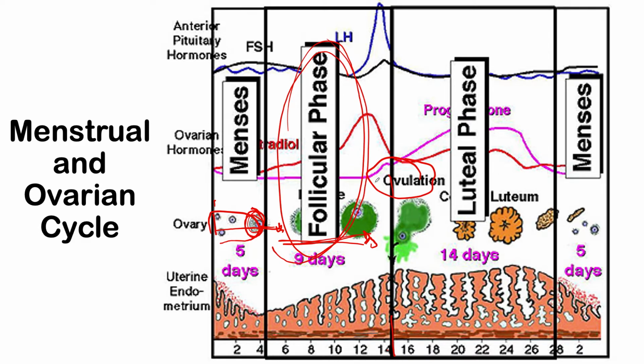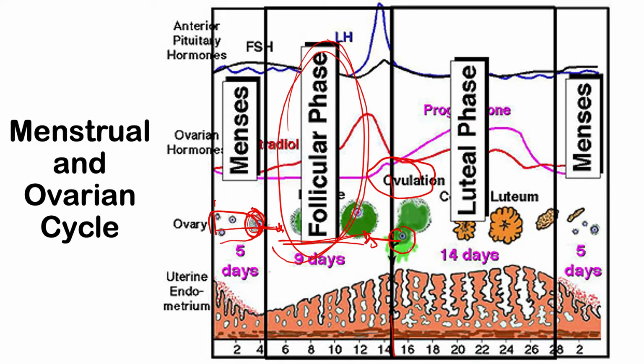Ano ulit nangyayari sa ovulation period? Nare-release yung inyong ovum or yung mature na secondary oocyte. Nare-release yan from the ovary, tapos iswisweep siya ulit ng fallopian tube natin, dadalhin niya sa fallopian tube or sa uterine tube.